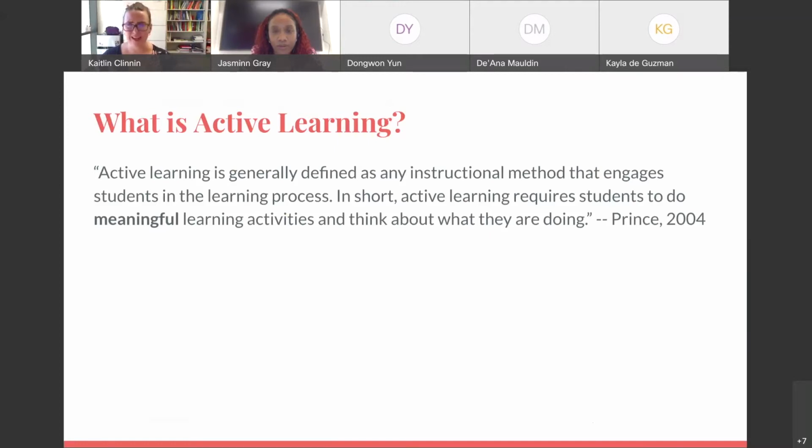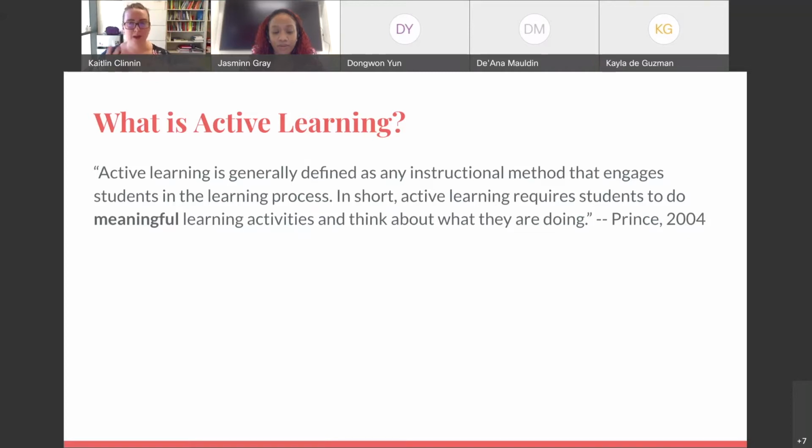And I wanted to highlight the term meaningful here, because often we get feedback from students that they don't understand what it is that they're doing. They think that activities are just busy work, or that their homework is just busy work. And that's something for us as instructors to constantly reflect on.